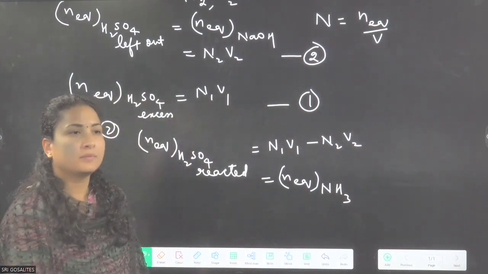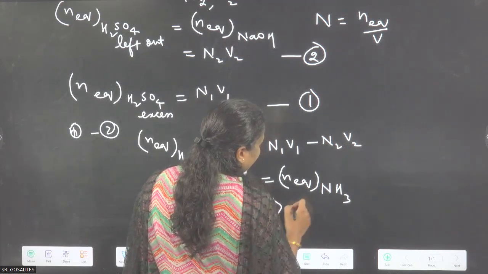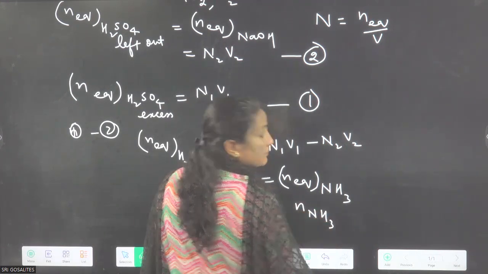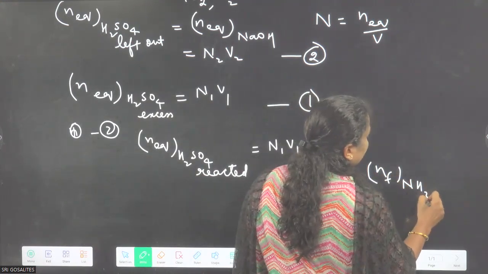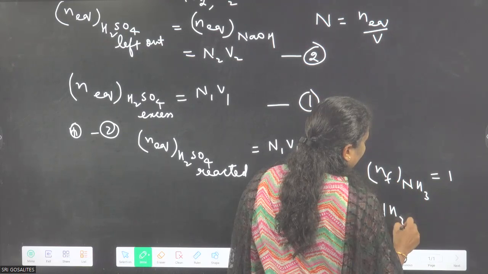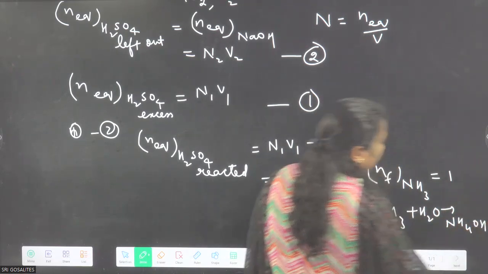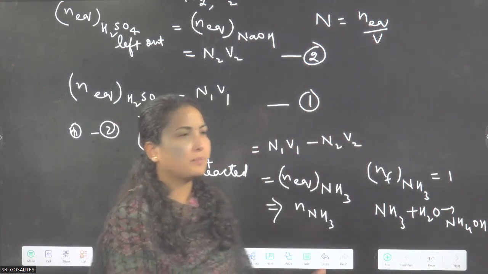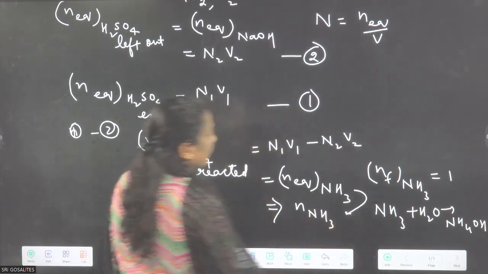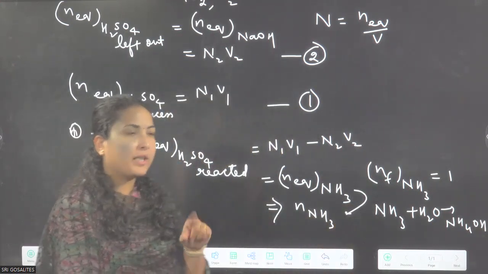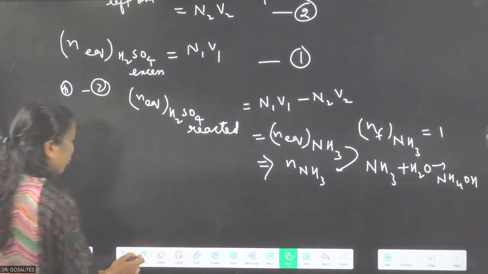Yes, correct. Now, can I write this number of equivalents of ammonia as the same as the number of moles of ammonia? Because the N factor for ammonia is 1. Why? Because when you put ammonia in water, you get NH4OH, and as such it is a weak base, but still it will be able to give you 1 OH minus. That is the reason I have directly written that the number of equivalents of ammonia is the same as the number of moles of ammonia. Now you have come to a number of moles itself.